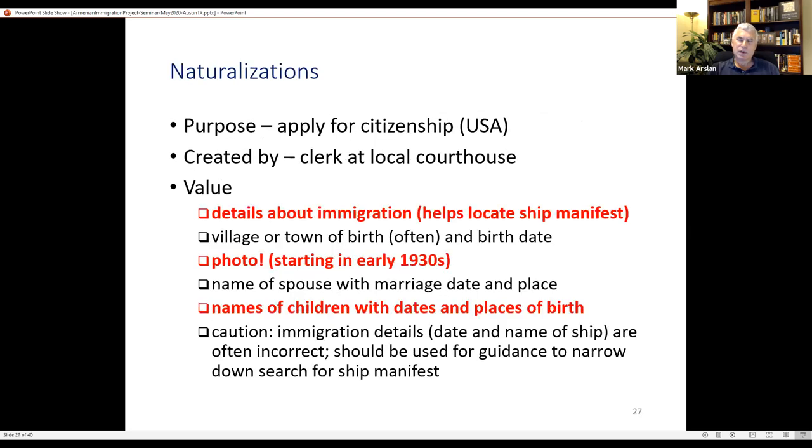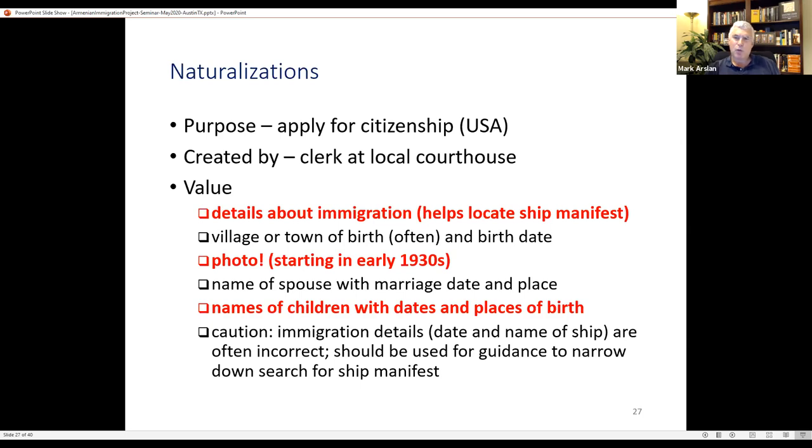Okay, naturalization records, I think, are probably the most valuable record I find, because they ask a whole bunch of great questions about where they were born, how they got here, what their occupation is. Many times it says, when did you arrive? What port did you leave from? What port did you arrive from? What was the name of the ship? And that usually helps me locate the ship manifest.